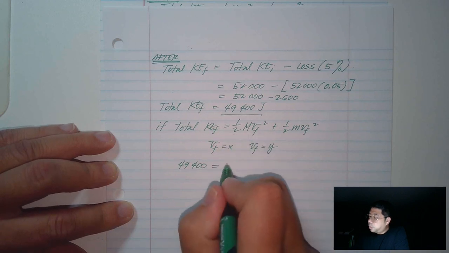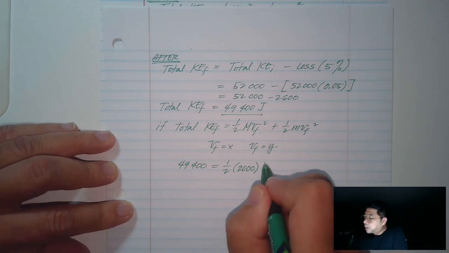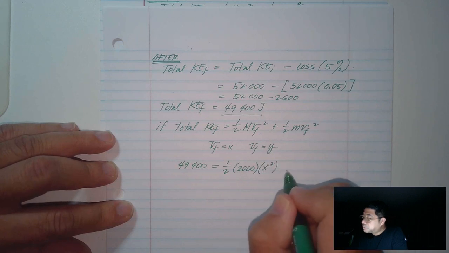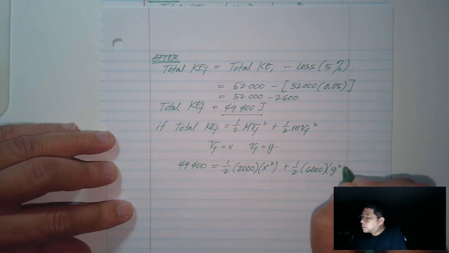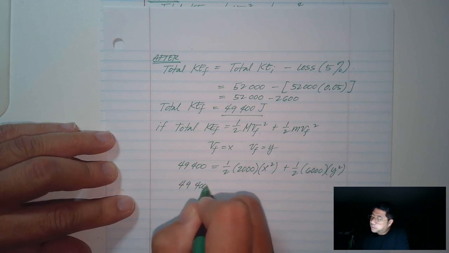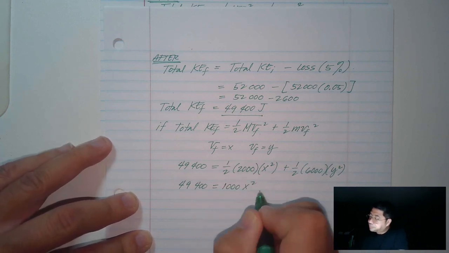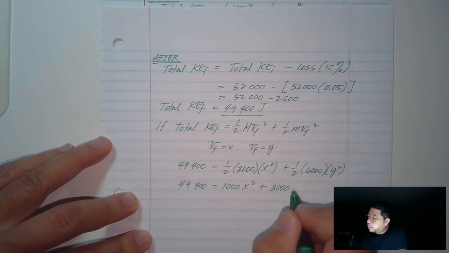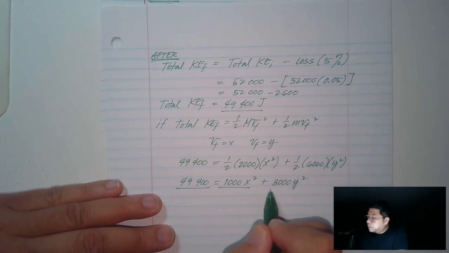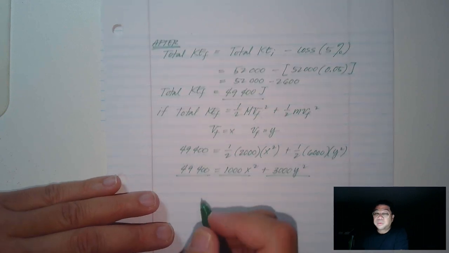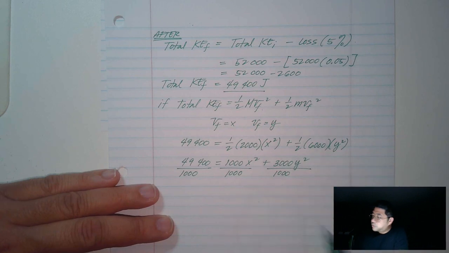So 49,400 is equivalent to 1/2 times the mass of the first car after collision, which remains 2,000, times the final velocity x squared, plus 1/2 times 6,000 times y squared. So that is 1,000 x squared plus 3,000 y squared. Again, we have those huge numbers, so we can divide all of them by the least coefficient, which is 1,000, to get rid of the huge number of zeros.